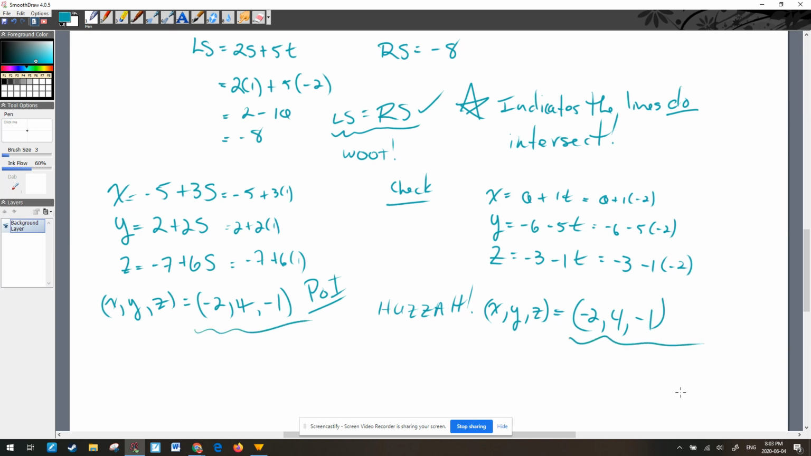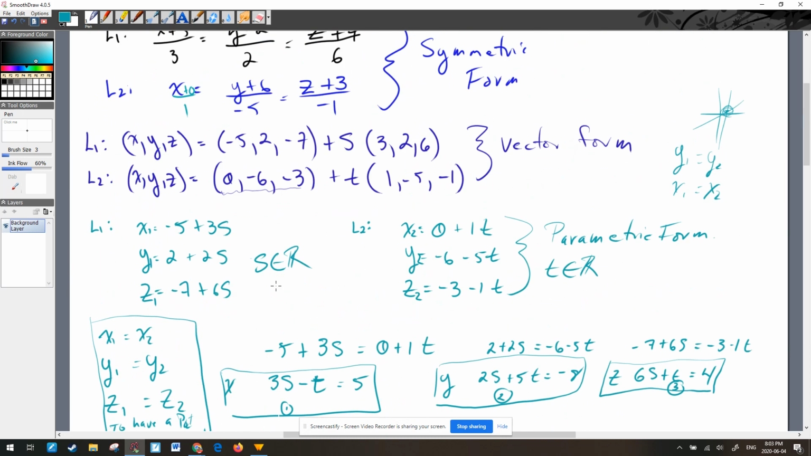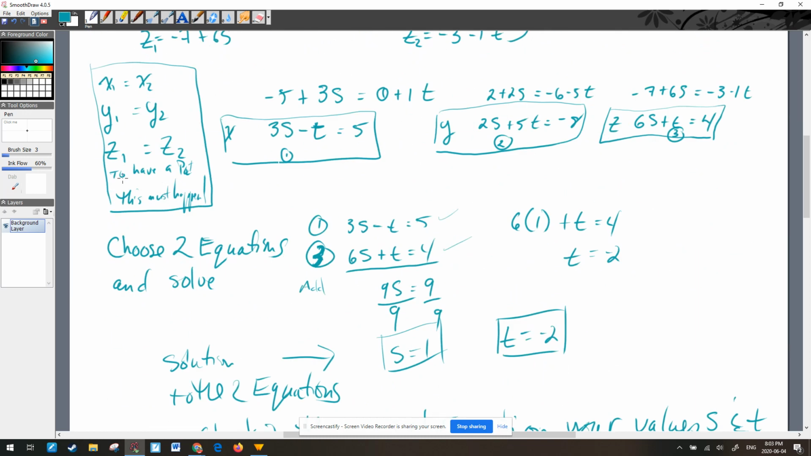Okay, so strategizing here, what we would do, in the grand scheme, get them into parametric form if they're not already in parametric form. If they are, don't do something silly like change them and bring them back. Get them into parametric form. Choose any two of the parametric equations. And again, be conscientious about that. Choose the ones that are going to make your life easiest. Solve those two parametric equations for the parameters.